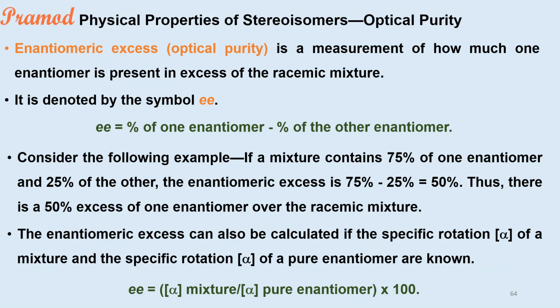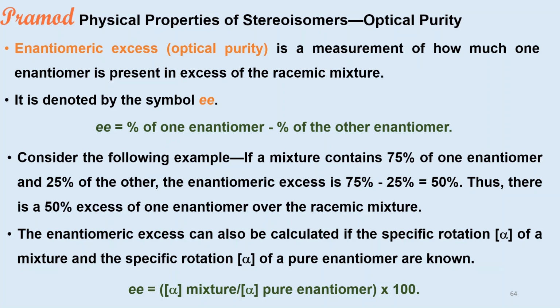There is one more method where you can calculate the enantiomeric excess. You have to know the specific rotation of the mixture, and if you know the specific rotation of your pure enantiomer, then the enantiomeric excess can be calculated by the formula: enantiomeric excess is equal to the specific rotation of the mixture divided by the specific rotation of the pure enantiomer, times 100.